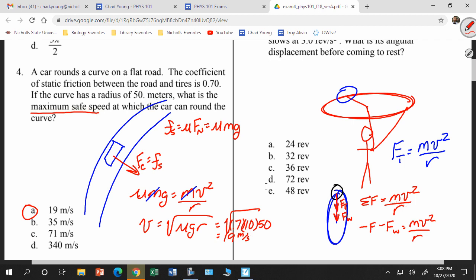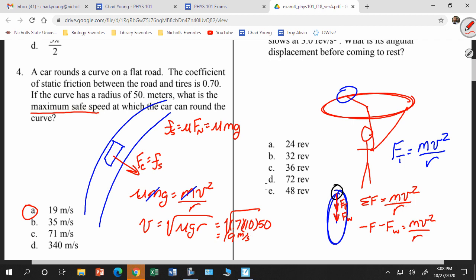Other things about centripetal forces that you need to know is that centripetal forces are always center-seeking. That's what centripetal means, that they're always towards the center of the path of the circle. They're the force that causes an object to move within a circular path.